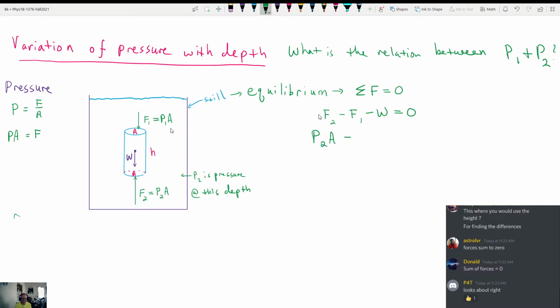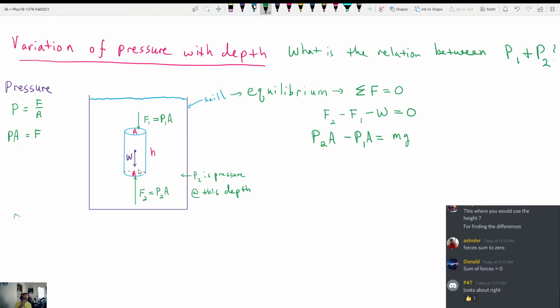F1 is P1 times A, same area, because we chose to make a cylinder that has the same area on the top and the bottom. And that's going to be equal to the weight. Now, weight is what? It's mg, right? Let's go ahead and plug that in for the weight, where now m is going to be the mass of our column of water.